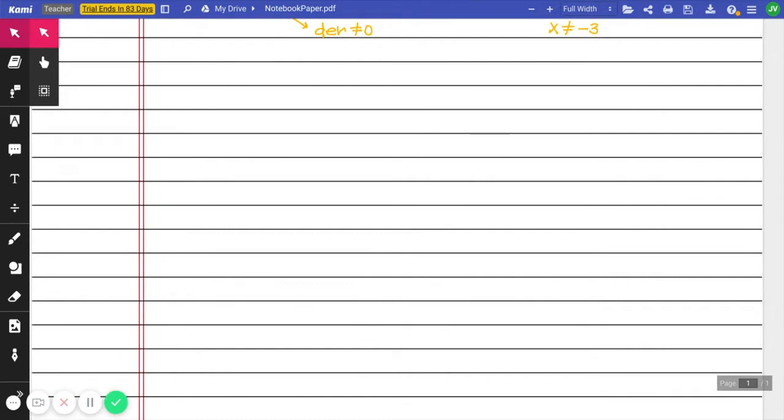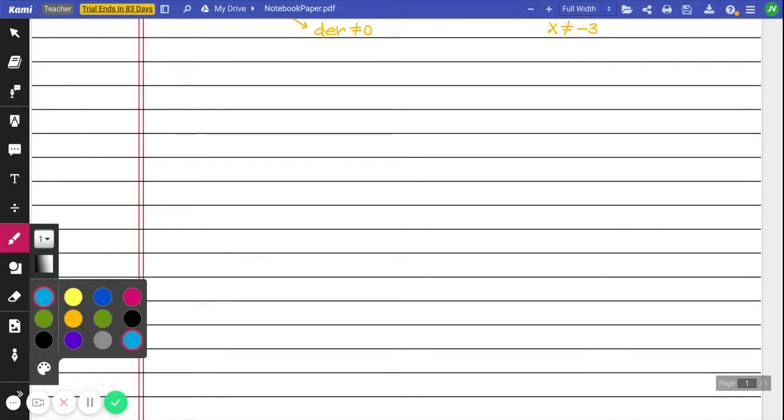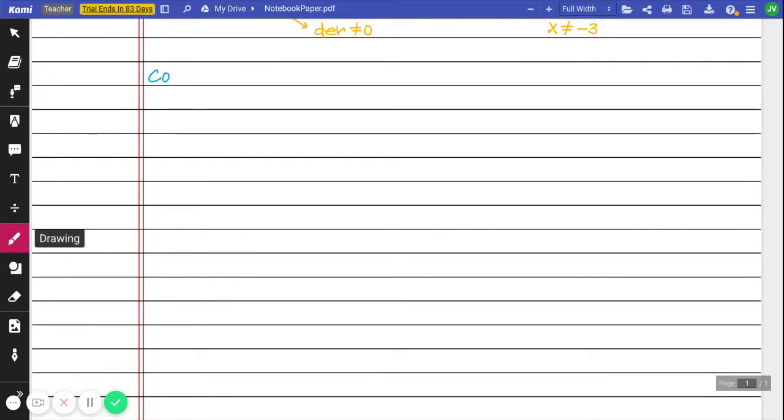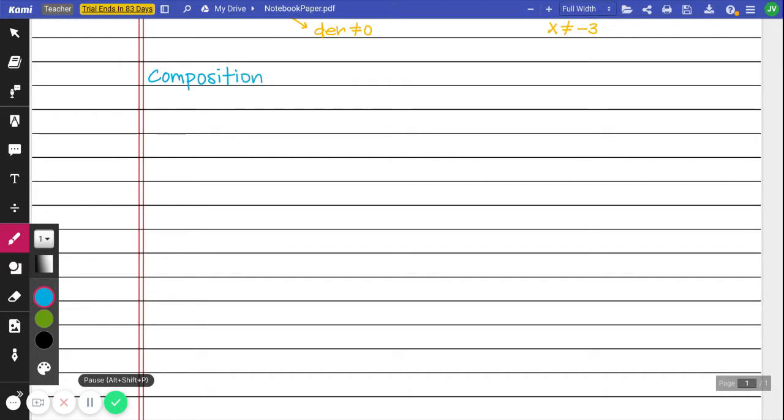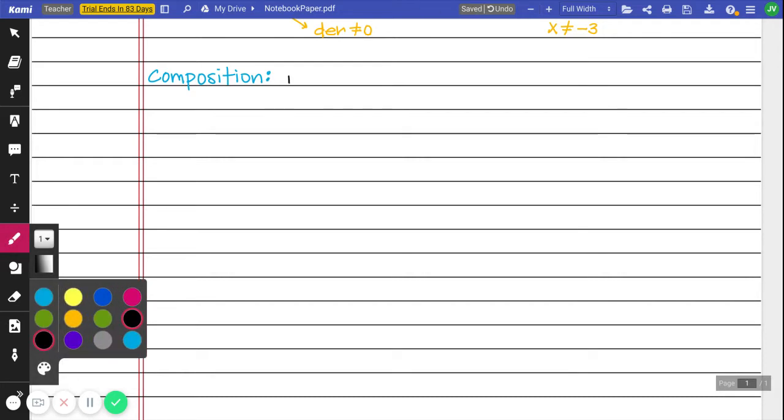But we're going to take a deeper dive into some other types of function operations that are a little less familiar. The first is composition. Composition is kind of function substitution on steroids, and it relies a lot on your ability to navigate function notation. Specifically, composition is the process of inputting one function into another. And by inputting, I mean substituting.